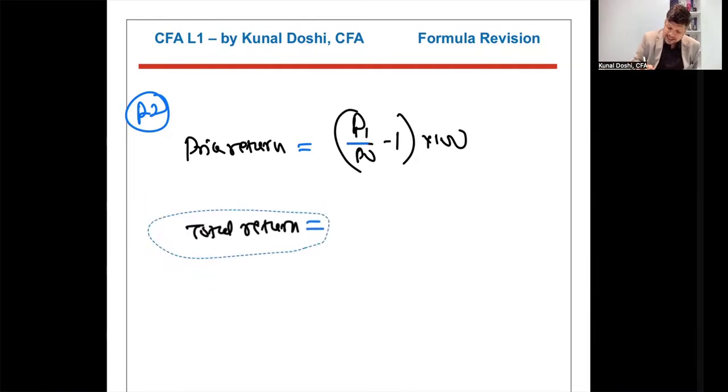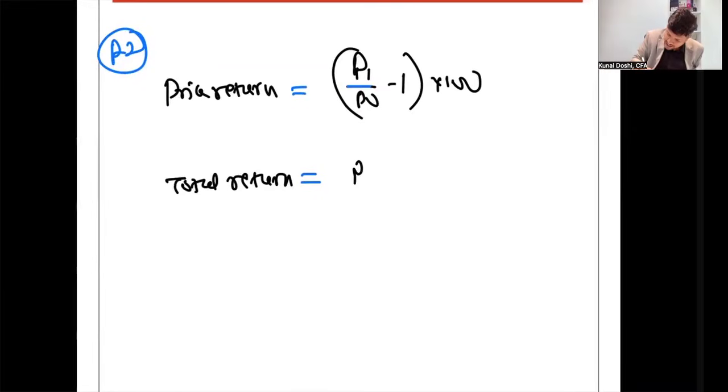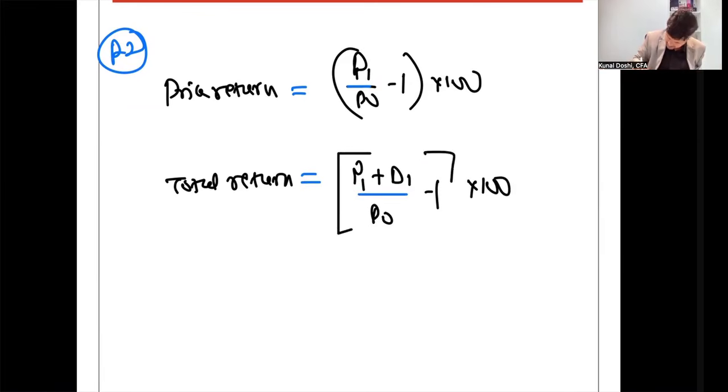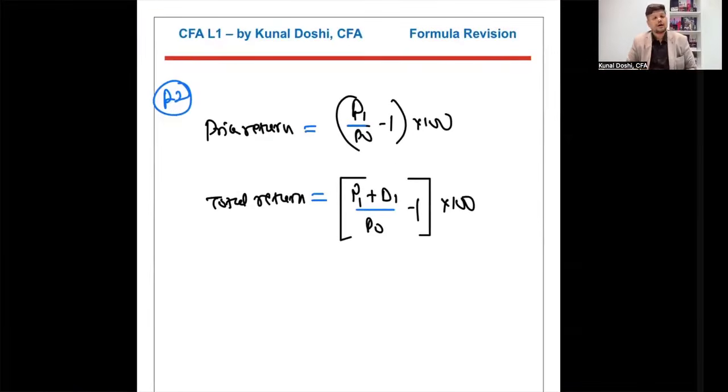This price return just takes price difference. Total return will also include dividend, isn't it? We are doing equity, so I will add the dividend. So, ending price plus dividend over the beginning price minus 1 into 100. That will be my total return formula. Is that clear, everyone? Right? Now, this is for a single period.